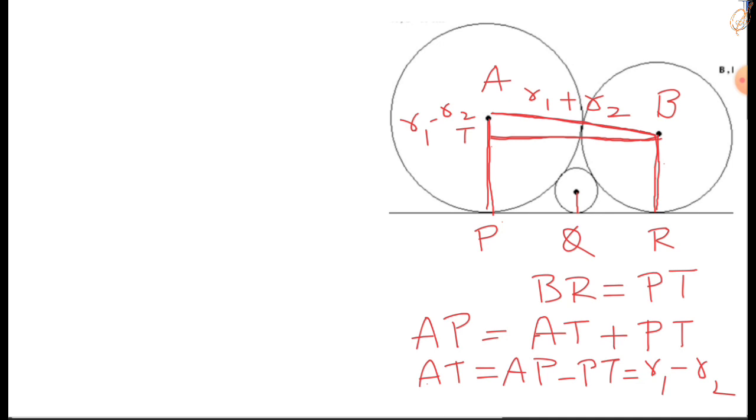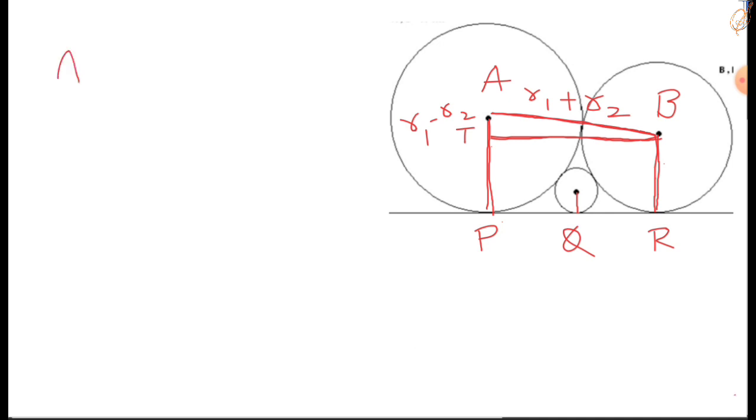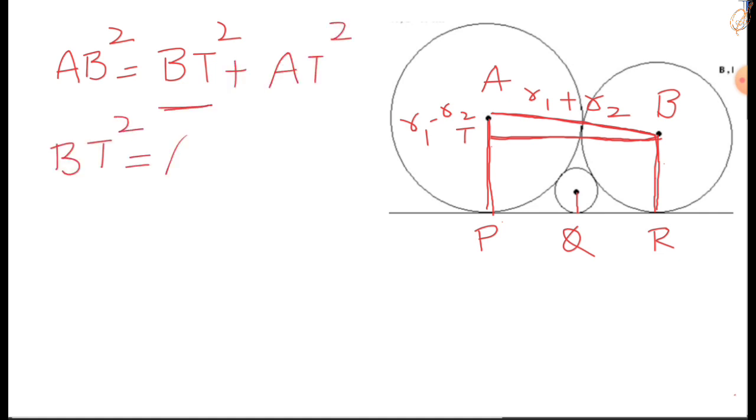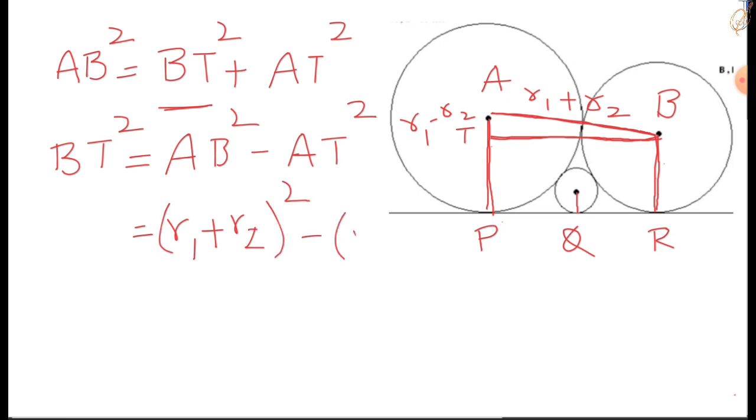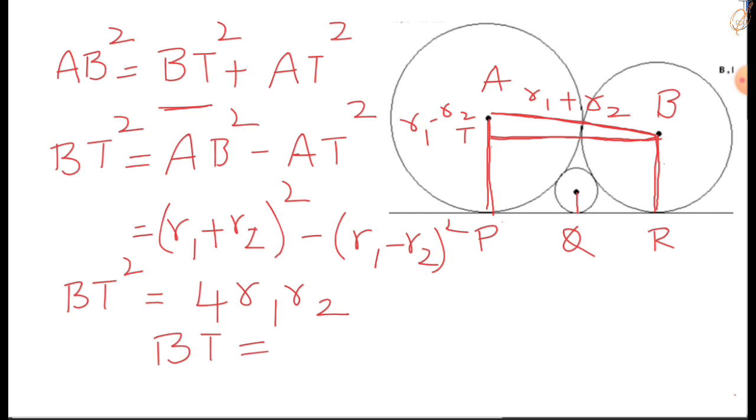Now using Pythagoras theorem, AB square is equal to BT square plus AT square. So BT square is equal to AB square minus AT square. AB square is (R1 plus R2) whole square minus (R1 minus R2) whole square. It is in the form of (a plus b) whole square minus (a minus b) whole square. The formula is 4ab, so you write 4 R1 R2. So this is your BT square.